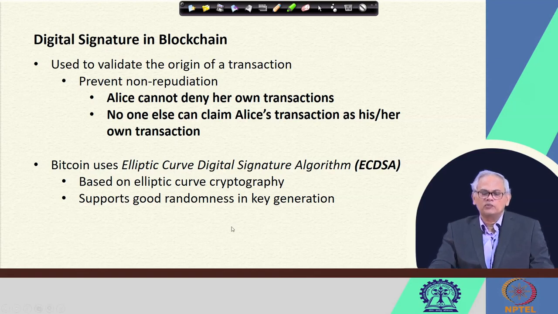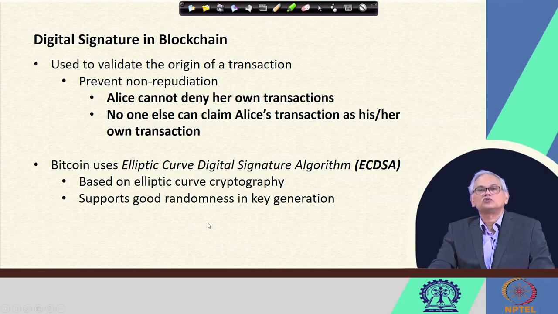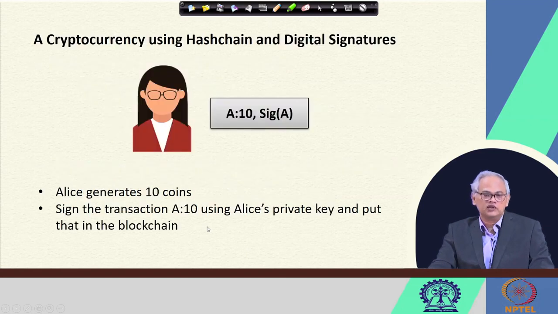There are many different types of algorithms for public key cryptography, and Bitcoin uses ECDSA, and there are many others. Different blockchains can use other types of cryptography, and this is based on what is called elliptic curve cryptography. It has good randomness and key generation, which is very important, as we have said.